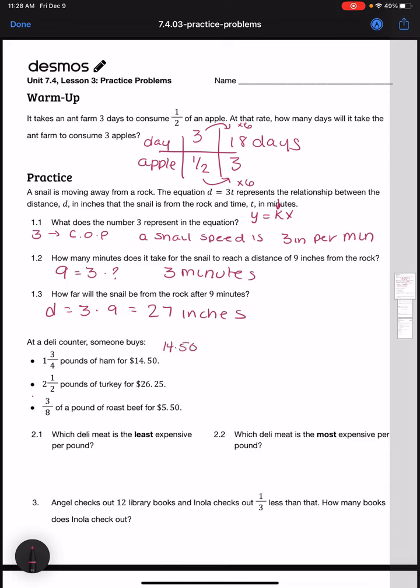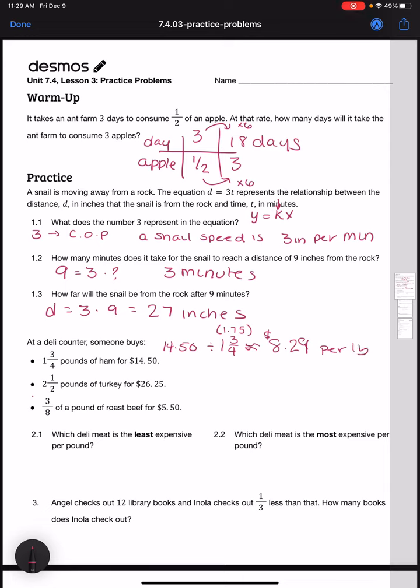$14.50 divided by 1 3/4, which is the same as 1.75 if you're doing this on a calculator. And if I did this out, I could have 14.50 divided by 1.75, and I would get around, because I'm going to round it, 8.29. So $8.29 per pound.